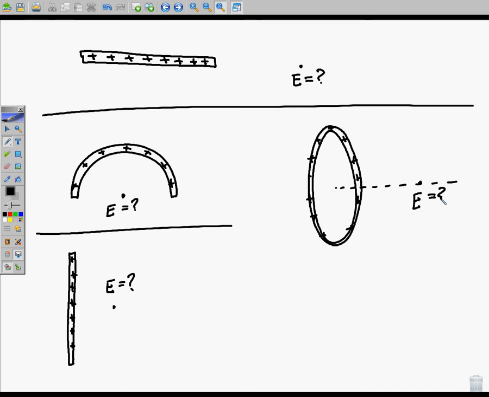And last but not least, if this isn't just a little ring, but a solid disc. So we have a disc like this, and the whole disc is positively charged. Again, coming straight out, an axis right over here. At this point right here, we want to calculate the strength of the invisible electric field.